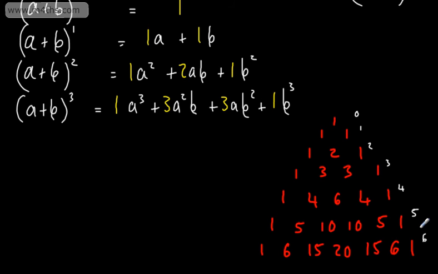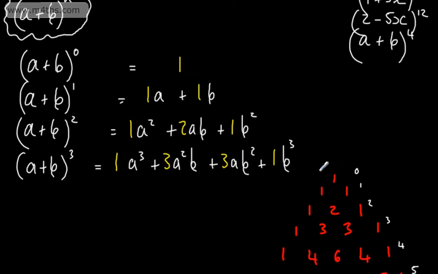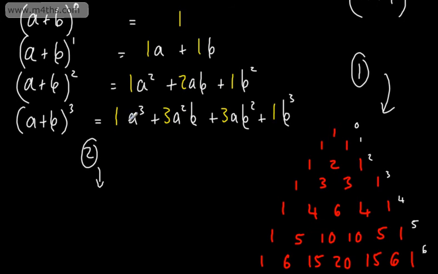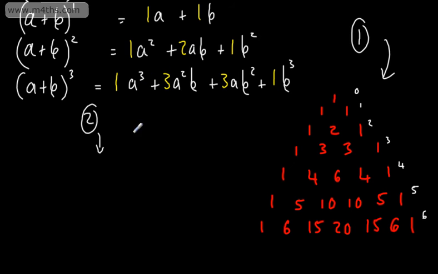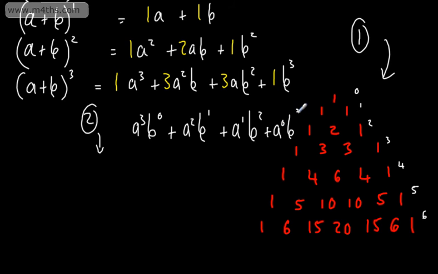The longer I continue it, the harder it's going to be and the more time consuming. So let's split this up. We need 1, the coefficients, which are going to be these numbers, and secondly, we need now a pattern. So if we consider the pattern, and I'm just going to write this out, what we've got here is a cubed b to the 0. Then we have on here now plus a squared b to the power of 1. Then we've got now a to the power of 1 b squared plus a to the power of 0 b to the power of 3.